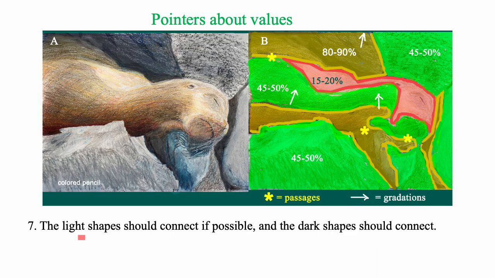The more you make light shapes connect together and dark shapes connect together, the less spotty the picture. So here I have light shapes that connect together, and these dark shapes nearly connect together, but they don't connect with the one up here.